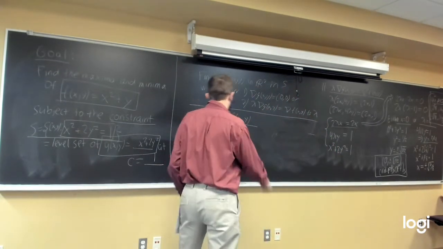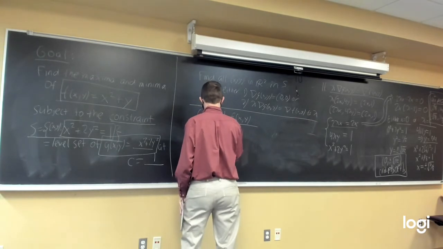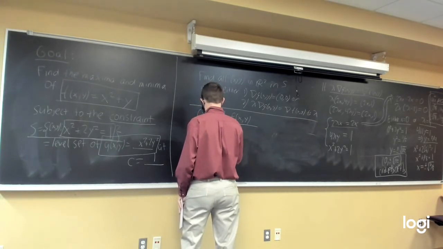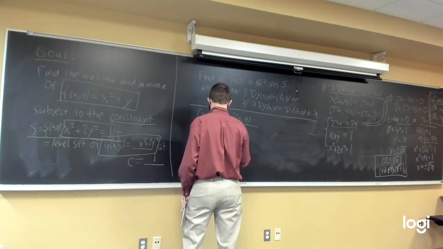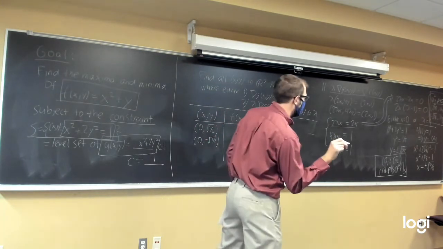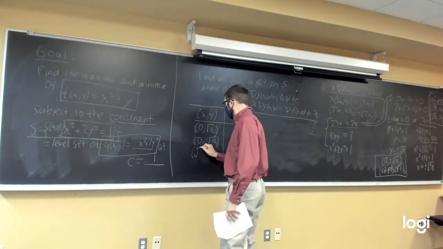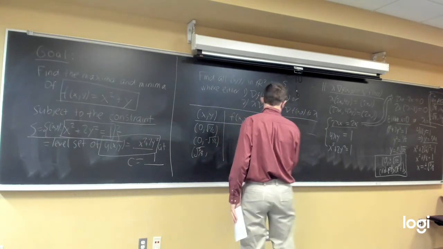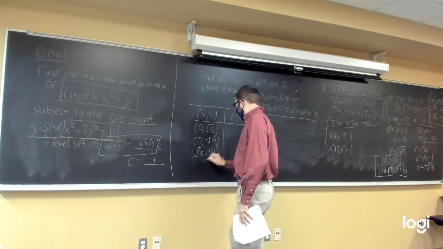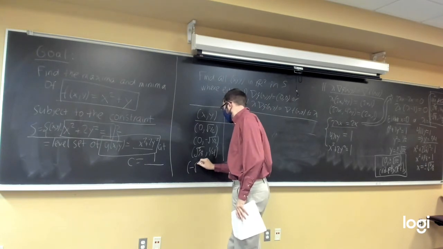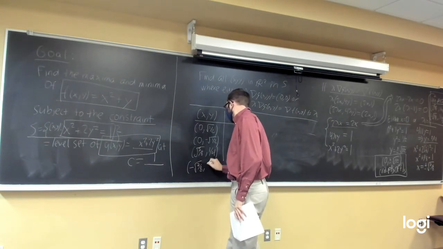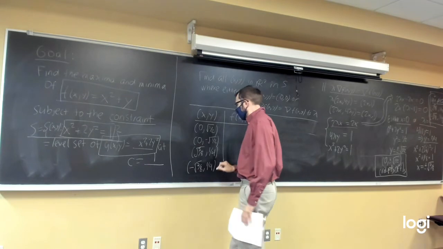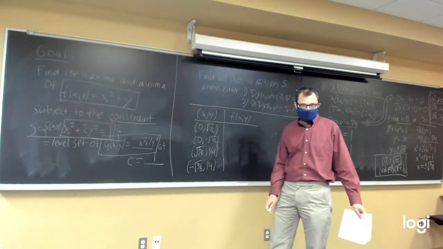So we'll need to look at 0, comma, square root of a half; 0, comma, negative square root of a half; square root of 7/8, comma, 1/4; and negative square root of 7/8, comma, 1/4. I've plugged these into a calculator so you don't have to.